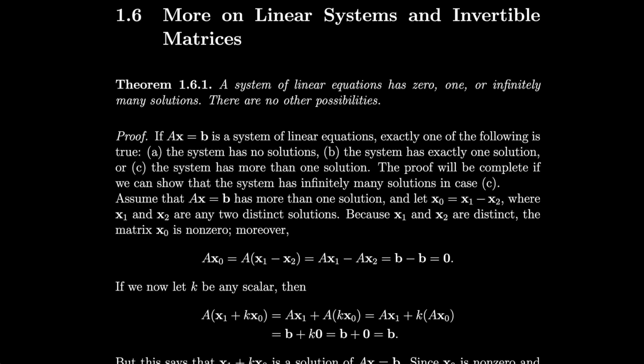Section 1.6, More on Linear Systems and Invertible Matrices. A system of linear equations has 0, 1, or infinitely many solutions. There are no other possibilities.